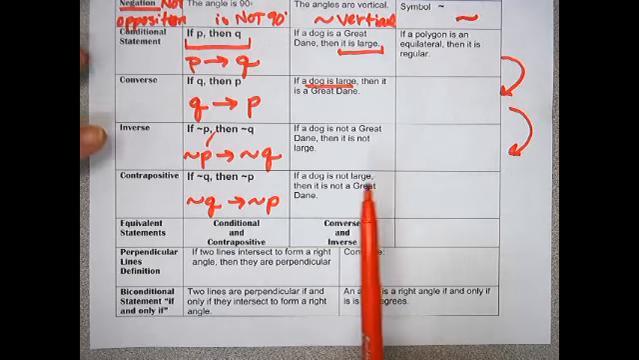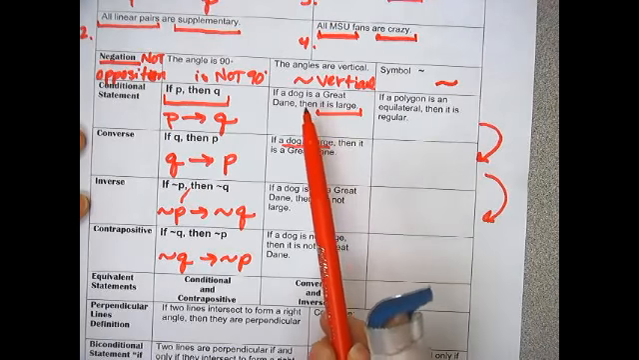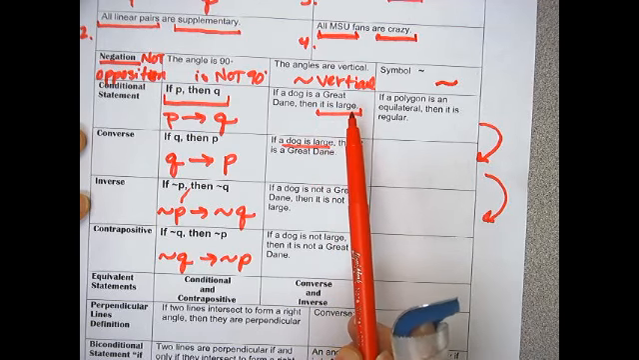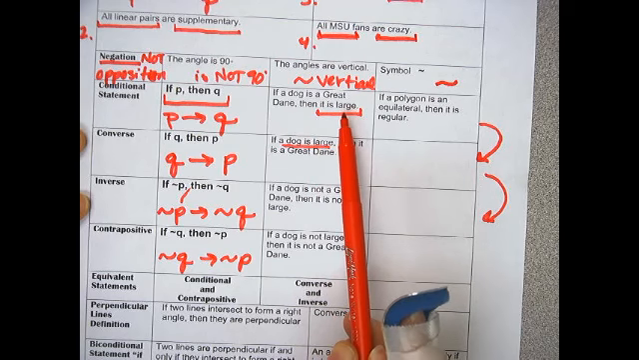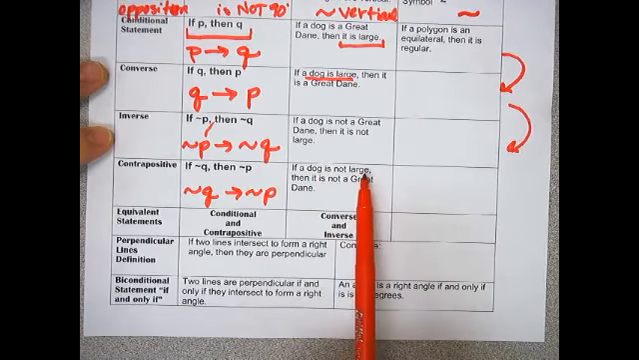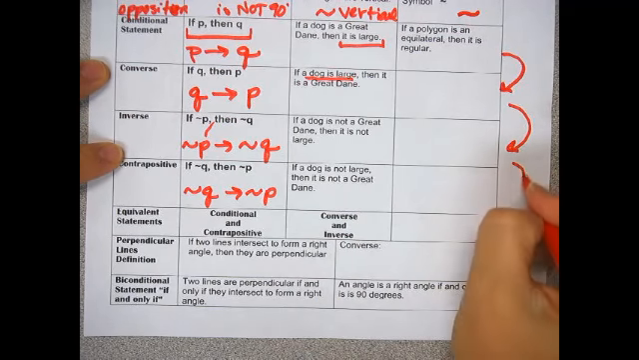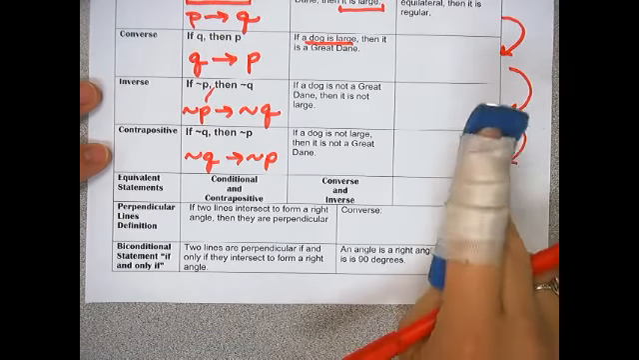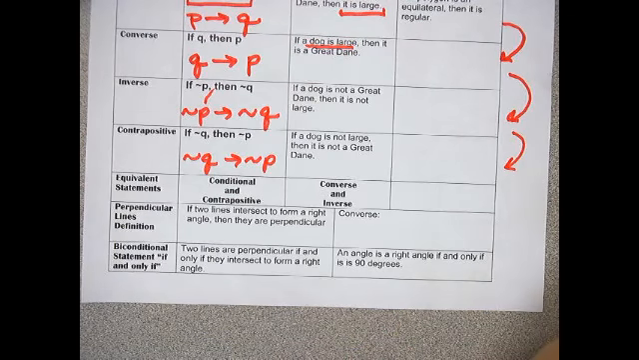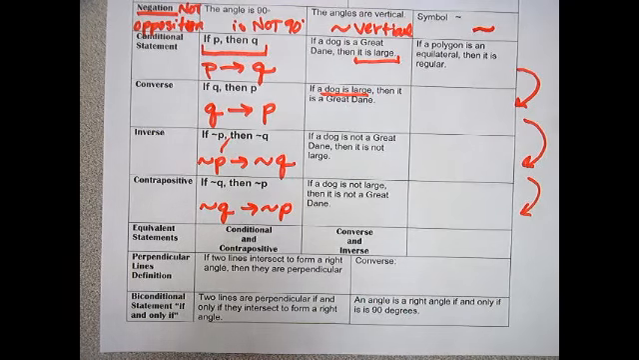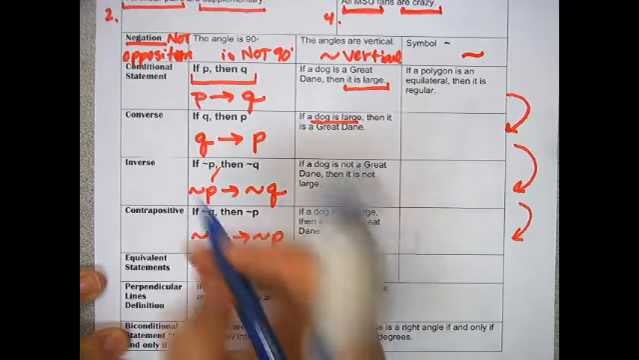And the last one is contrapositive. Contrapositive is not Q and not P. So not only do you flip it, but you also negate it. So back up here, the original, if a dog is a Great Dane, then it is large. We're going to make then it is large the hypothesis, and we're going to negate it. So if a dog is not large, then it is not a Great Dane. So take a minute to see if you can write the contrapositive of if a polygon is an equilateral, then it is regular.